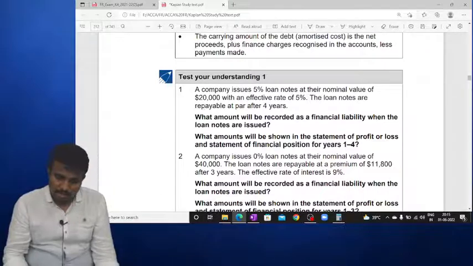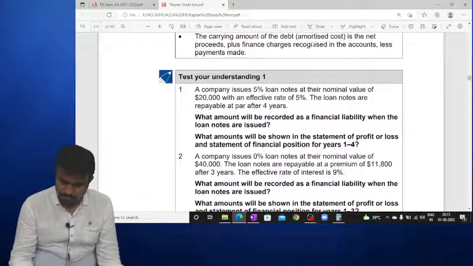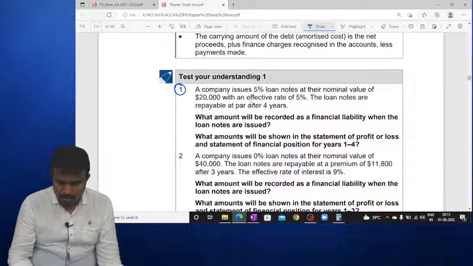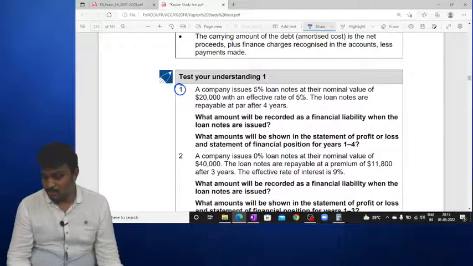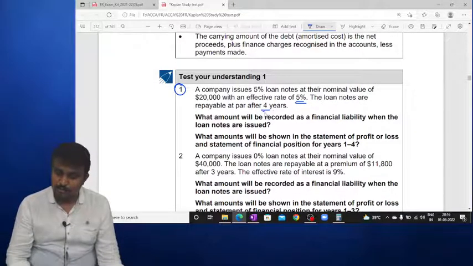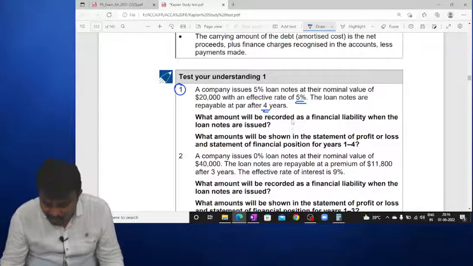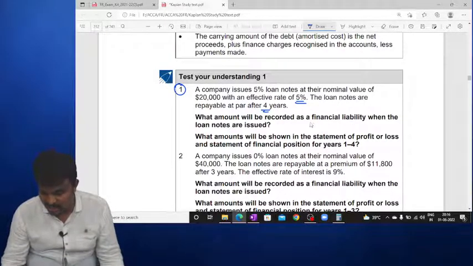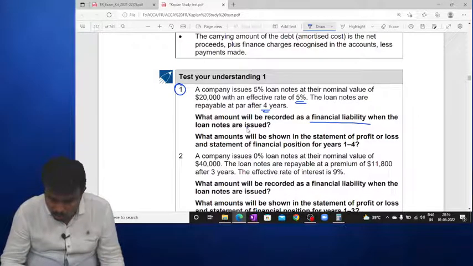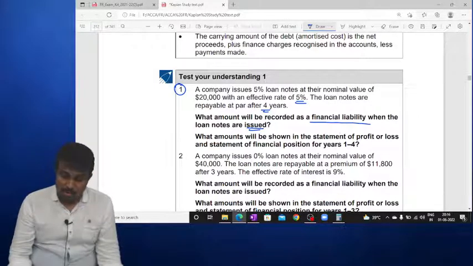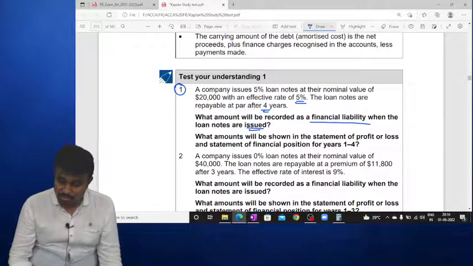Then coming to the first one: a company issued 5% loan notes at their nominal value of $20,000 with an effective rate of 5%. The loan notes are repayable at par after 4 years. What amount will be recorded as a financial liability when the loan notes are issued?